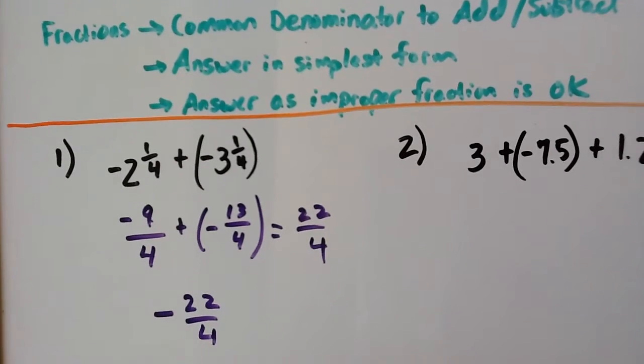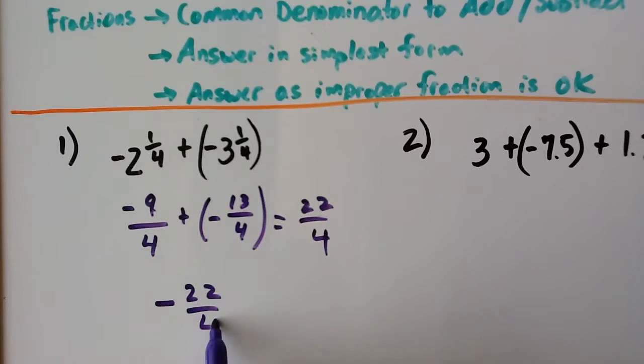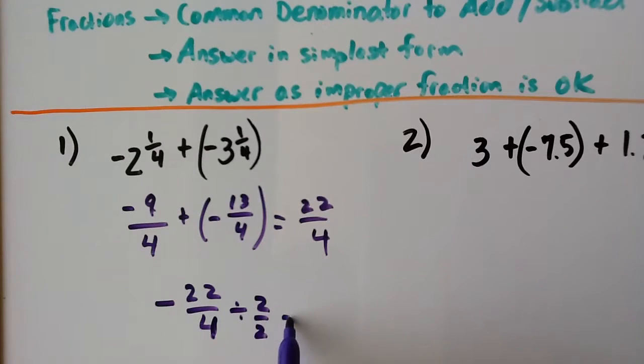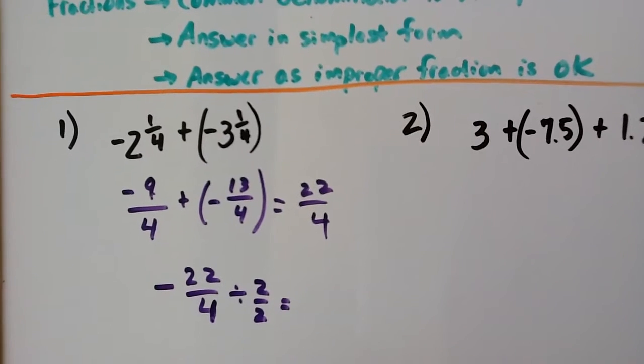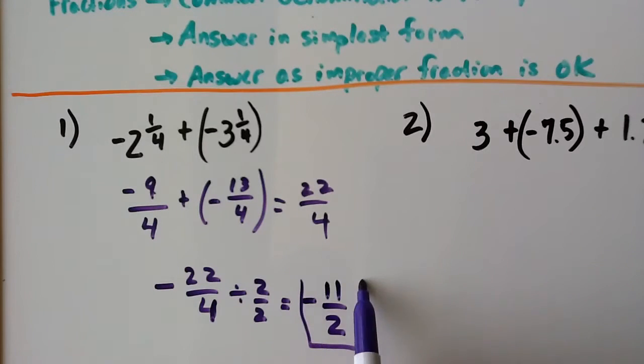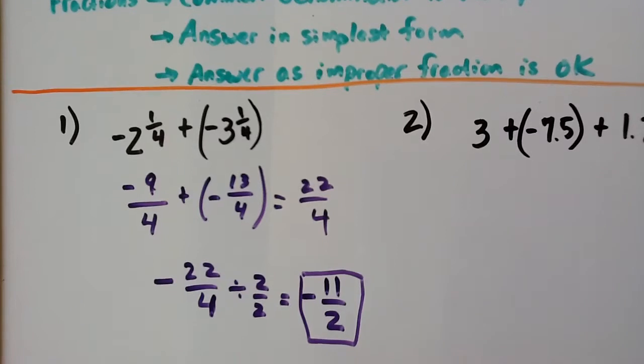Now I have to check, is this simplest form? Well, they're both even numbers, right? The numerator and the denominator are both even numbers. So I know these are both divisible by 2. Let's divide the top and the bottom by 2. If I do that, I would get -11 over 2. This is an acceptable answer. This is an improper fraction in simplest form, -11 over 2.